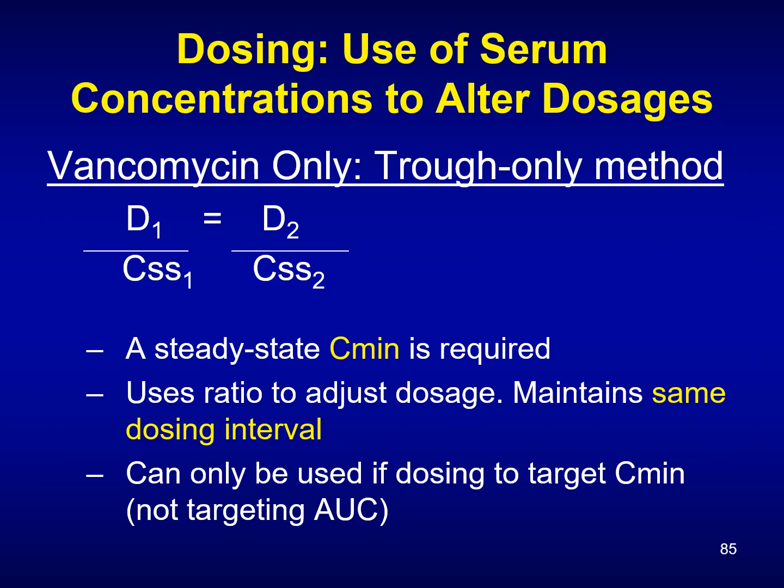The trough-only method for vanco uses a proportional equation, dose 1 over C1 equals dose 2 over C2. For this, it does require a steady-state Cminimum and maintaining the same dosing interval and using this ratio to adjust dosage. Can only be used if we're dosing to target Cminimum and not targeting AUC.